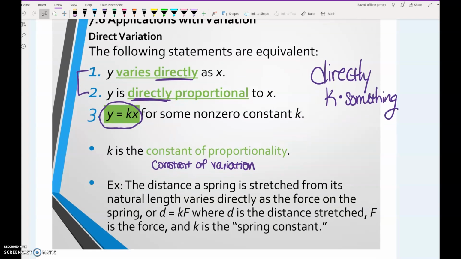Here's an example of direct variation. The distance a spring is stretched from its natural length varies directly as the force on the spring. So if you exert a lot of force on that spring, you can stretch it a long distance. But if you only exert a little bit of force on the spring, you can only stretch it a little bit. And it varies directly. So there's a constant number in there that if you take, say, I'm going to exert 30 pounds per whatever, what distance will that spring be able to be stretched?